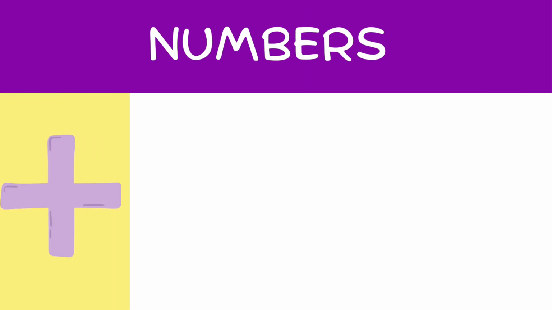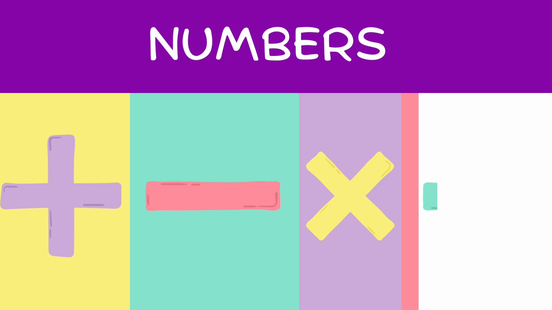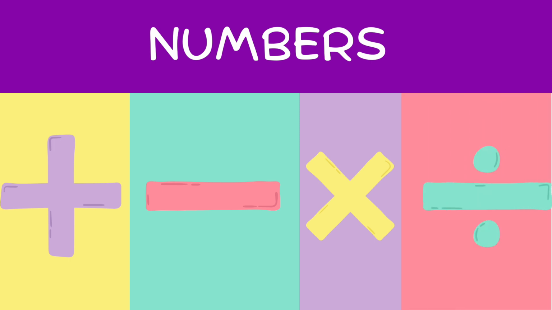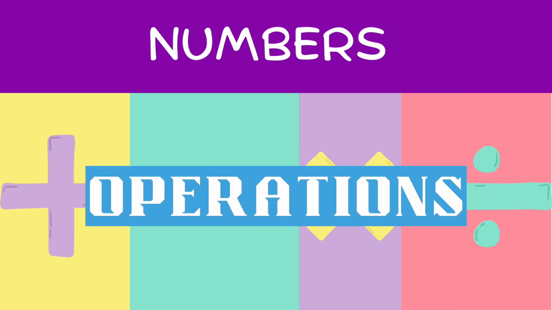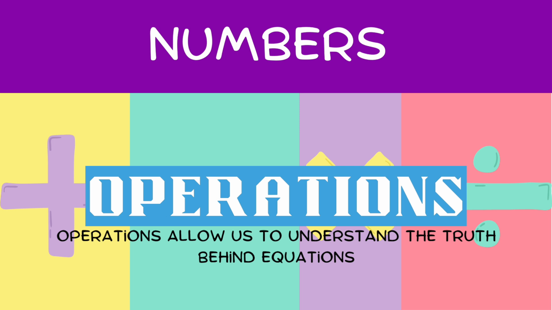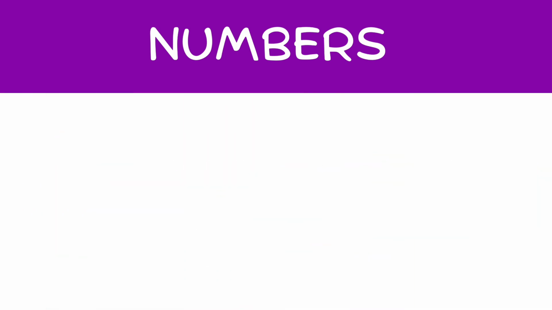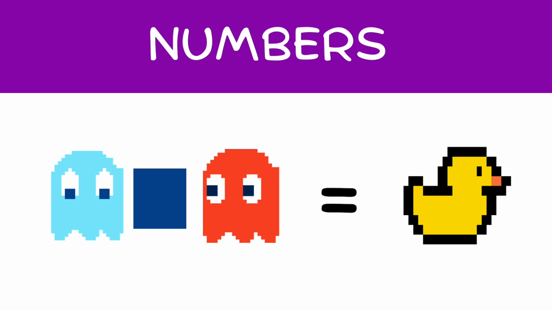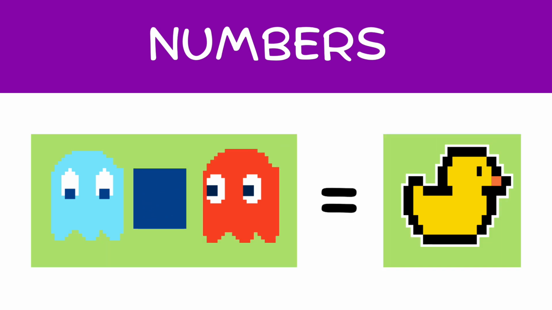In previous videos, we have discussed that numbers can be added, subtracted, multiplied, and divided. These notations are known as operations. These operations allow us to understand the truthfulness of basic equations. In other words, if we have an equation with an equals sign in between it, operations allow us to equate the left-hand side to the right-hand side.